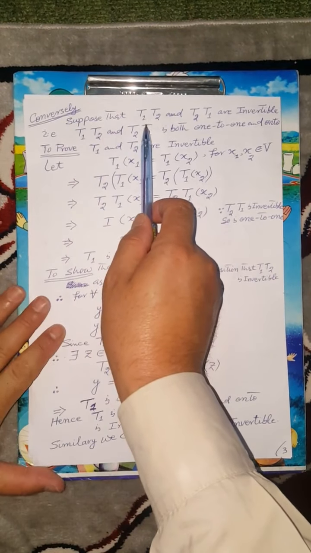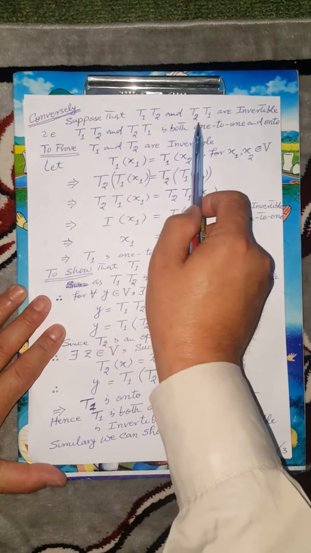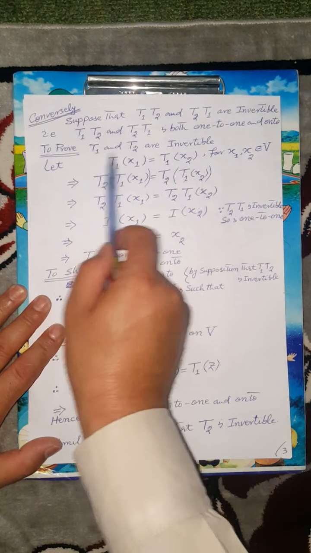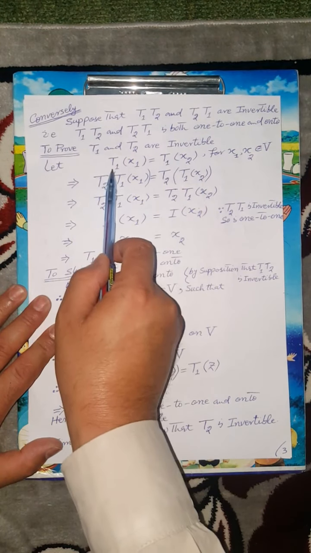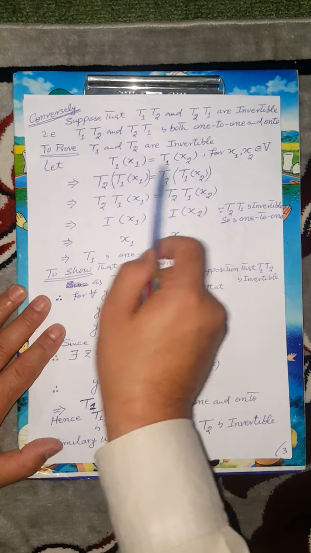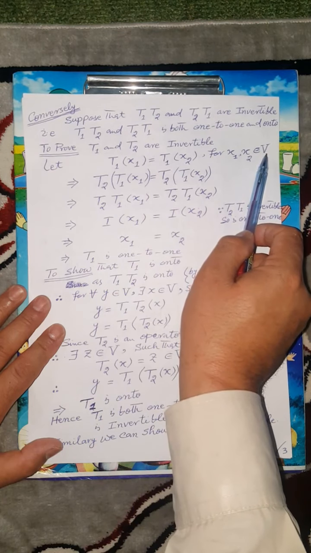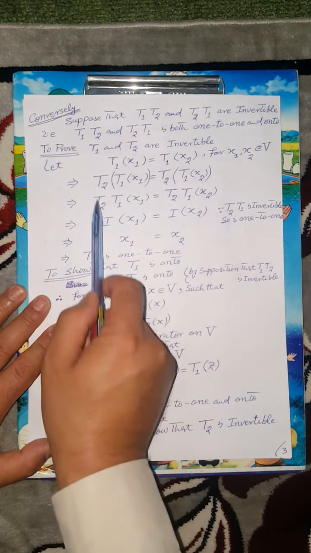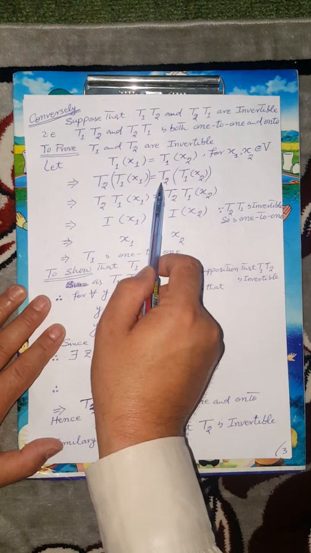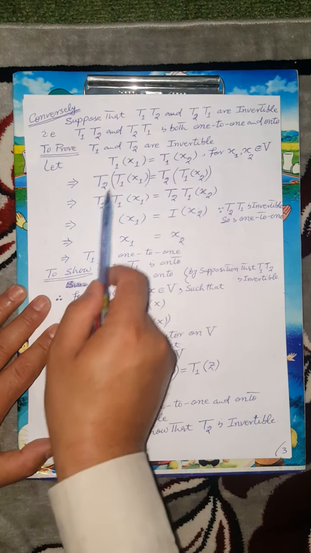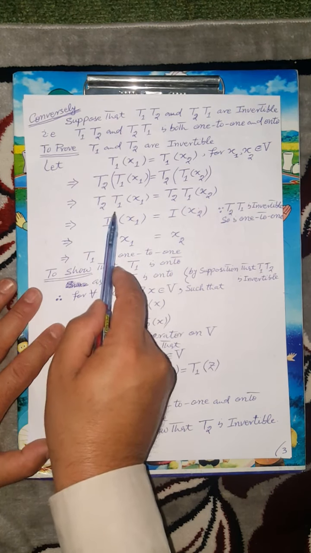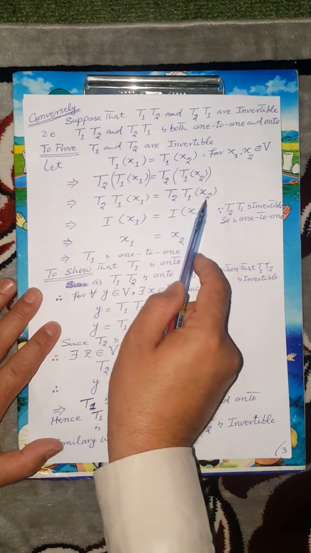Conversely, suppose that the composition T1 T2 or T2 T1 is invertible. To prove that T1 and T2 are invertible, let T1 x1 be equal to T1 x2, for x1 and x2 elements of the vector space V. Apply T2 on both sides. We have T2 T1 x1 equal to T2 T1 x2.